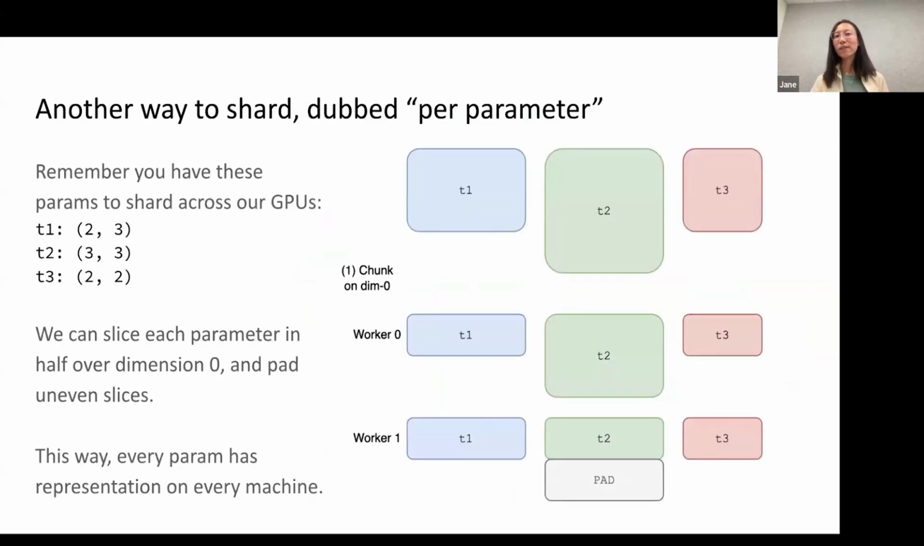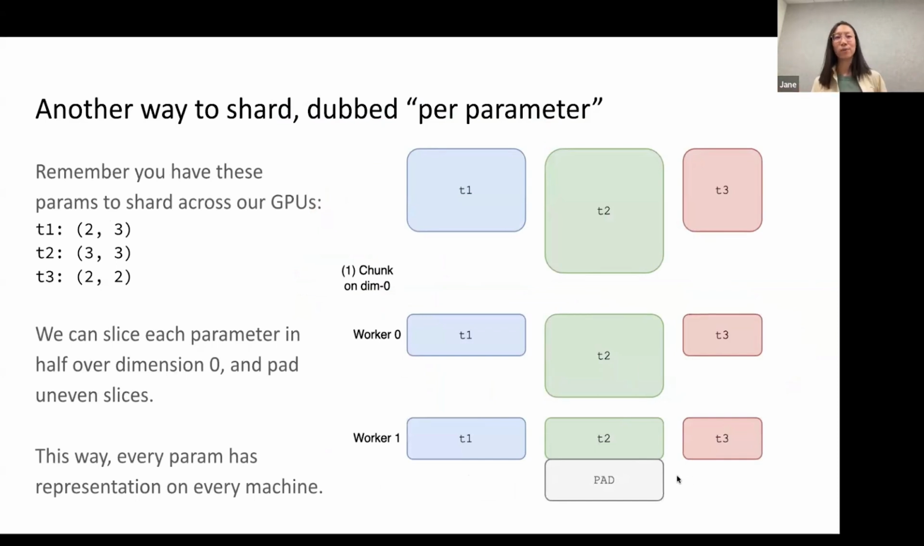Okay, what if we tried going down a different path of dividing things in two? What we're going to do is slice every tensor first. We're going to cut T1 in half, T2 in half, and T3 in half. Great, except we notice that T2 needs some padding because it's 3 by 3. You can't really cut that in half.